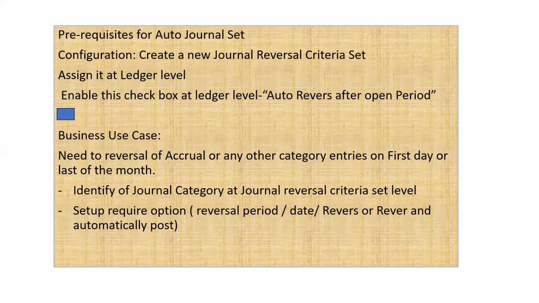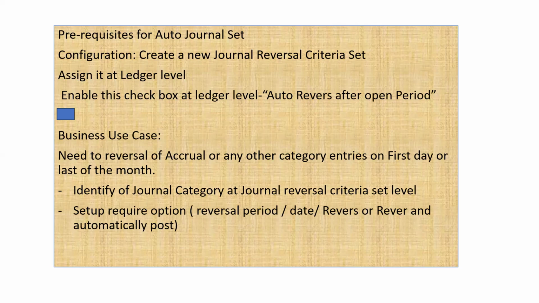So what prerequisite setups are needed? First you need to create a general reversal criteria set and assign it at the ledger level. So you need to enable it at the ledger level, and there is one more checkbox available, that is auto reverse after open period. This is a very powerful checkbox which needs to be enabled or not enabled. This can be decided by business users at the time of implementation.